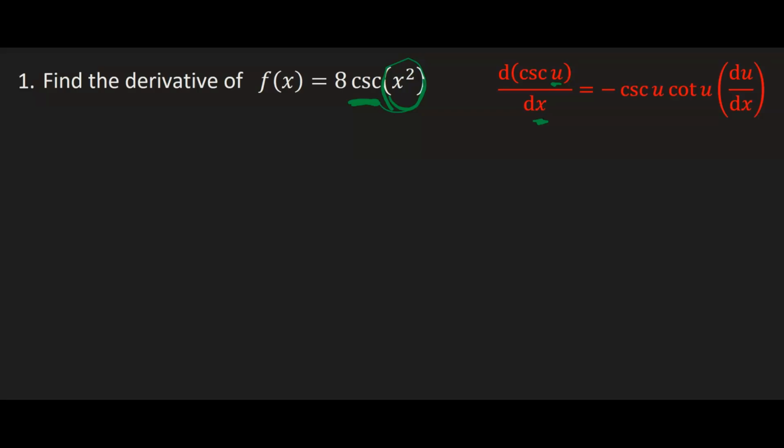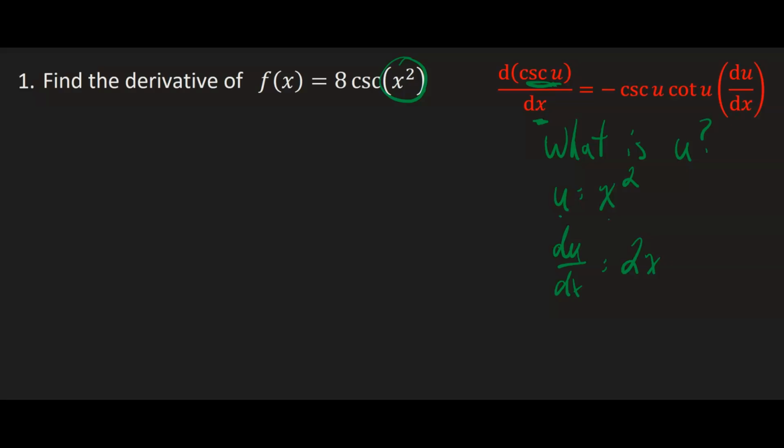with respect to x. So in all of these types of questions, the first thing we want to establish is what is u? And by following this pattern here, since it's cosecant u in the formula, and our equation is cosecant x squared, u equals x squared. And we're always going to need the derivative of u with respect to x, the du dx. So du dx is 2x.